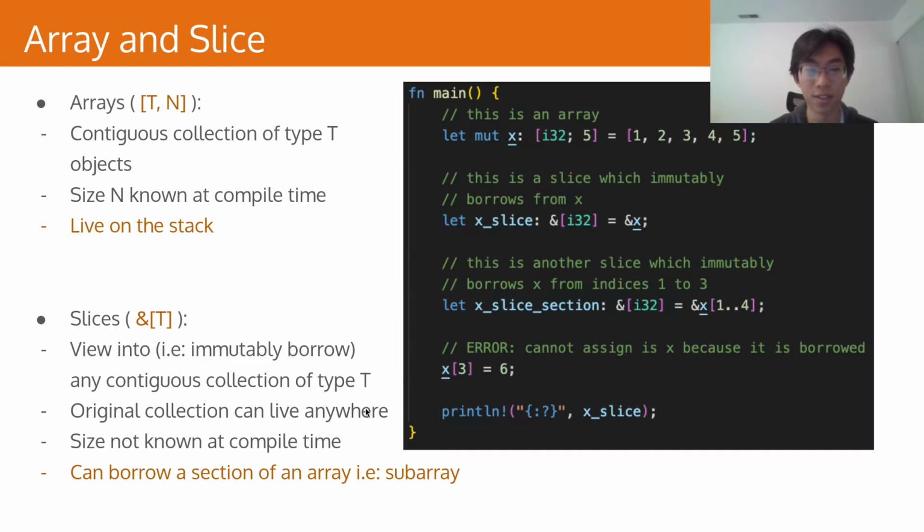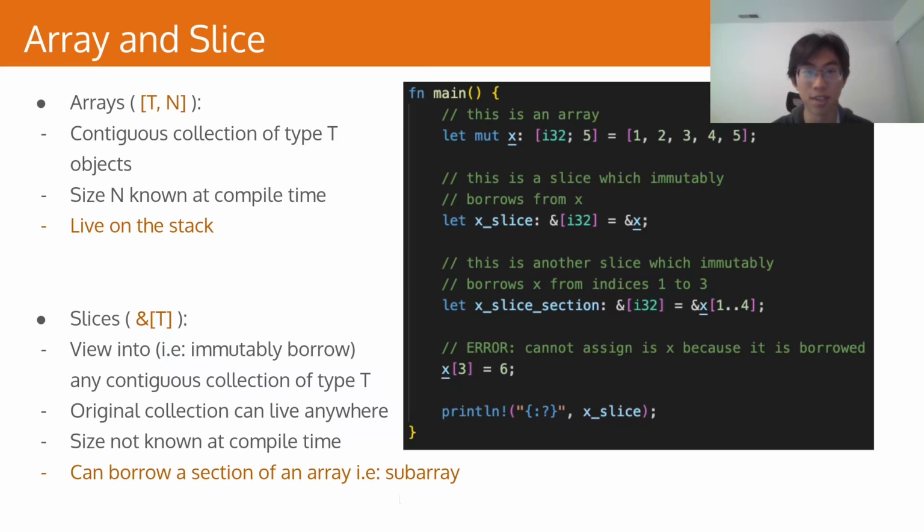And this original collection can live anywhere, so it can either live on the stack or the heap. In this case, if we're borrowing from an array, it lives on the stack. But it could potentially borrow from something that lives on the heap as well. And the size of a slice doesn't need to be known at compile time. And also, we don't have to borrow the whole array, we can just borrow a subarray of it.